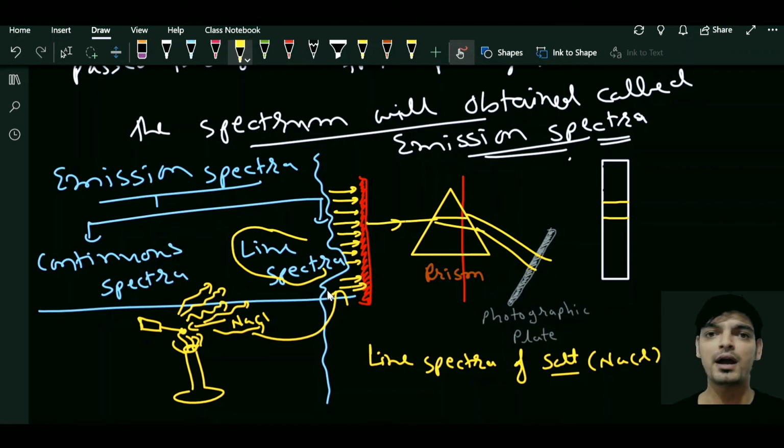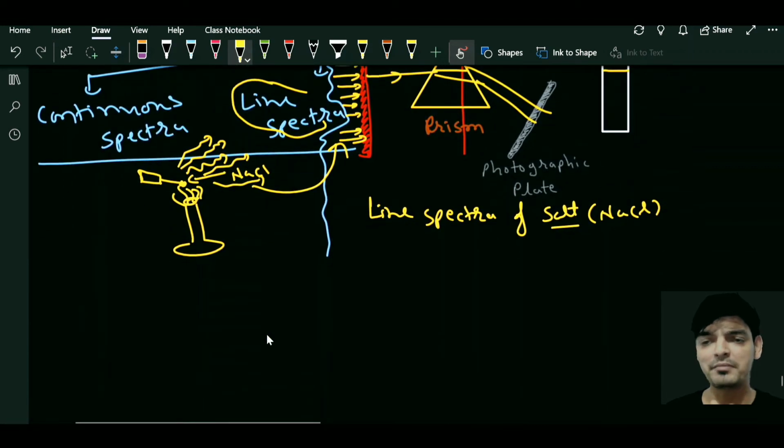The other part is totally black. See here, you can see the other part is totally black. So if you are getting only two lines, then it is known as a line spectra. Let me explain another line spectra. These are types of emission spectra only.